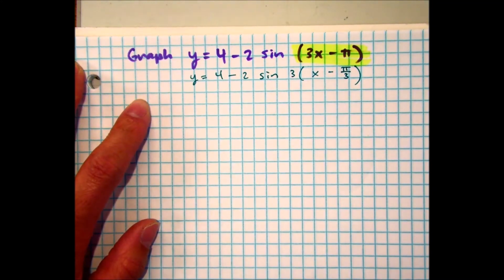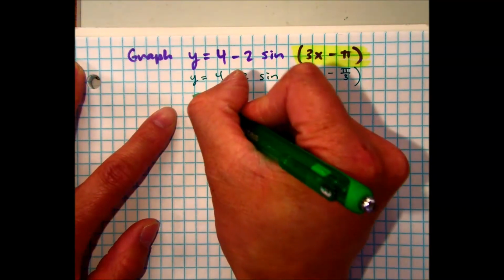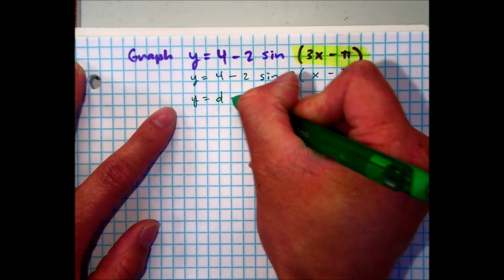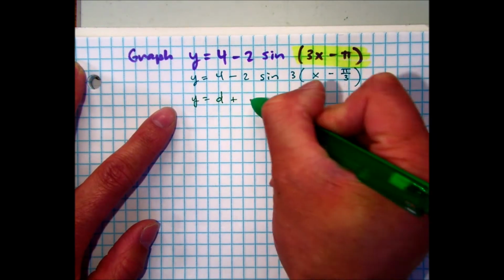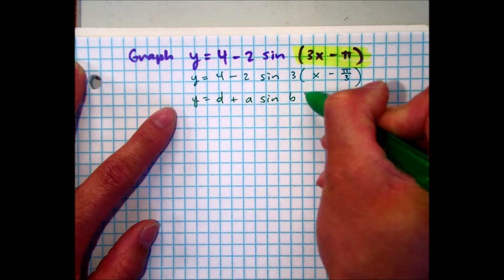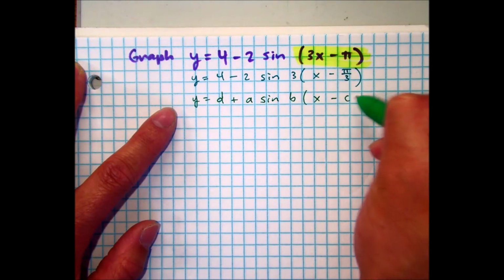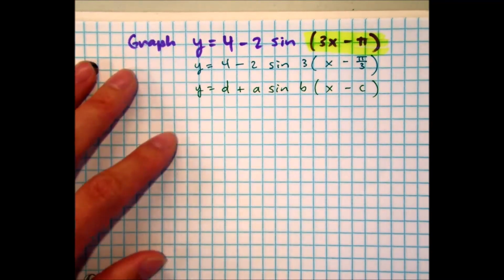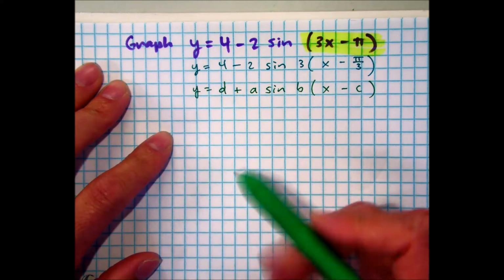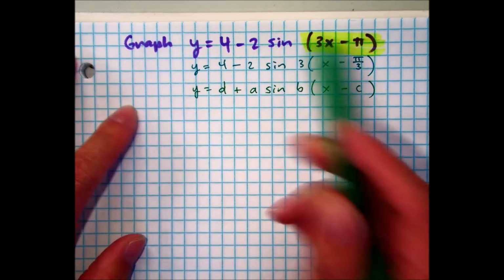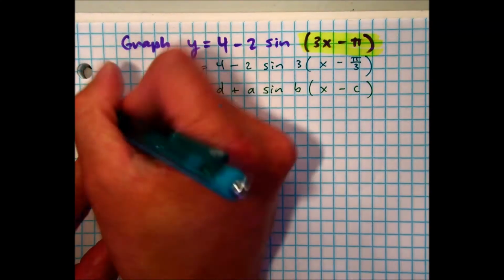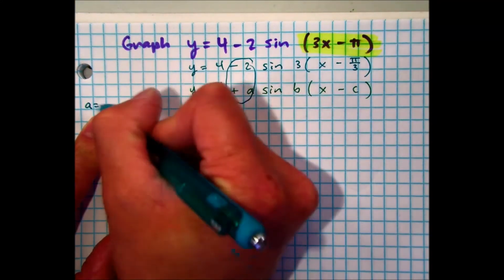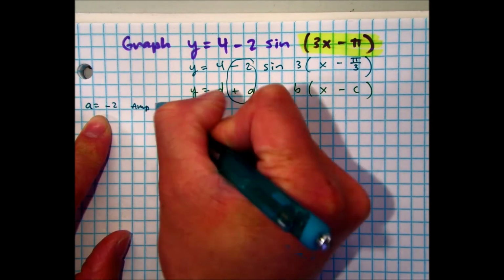Okay, now we can write the letters below it or above it: d plus a sine b parentheses x minus c. Now I'll answer the question of why I wrote d later on the left side, why I'm putting d over here. So my a value is negative 2.